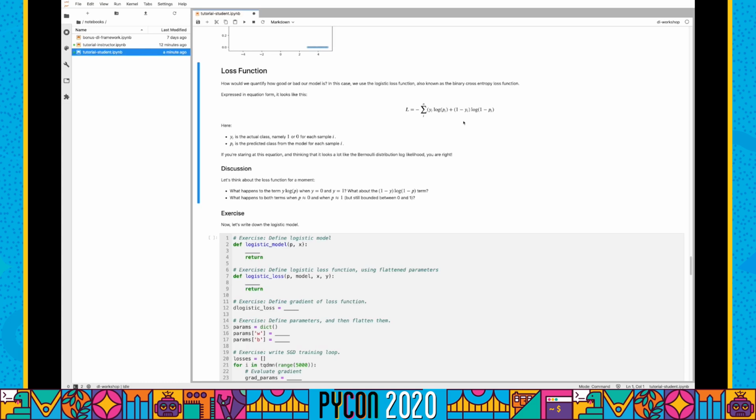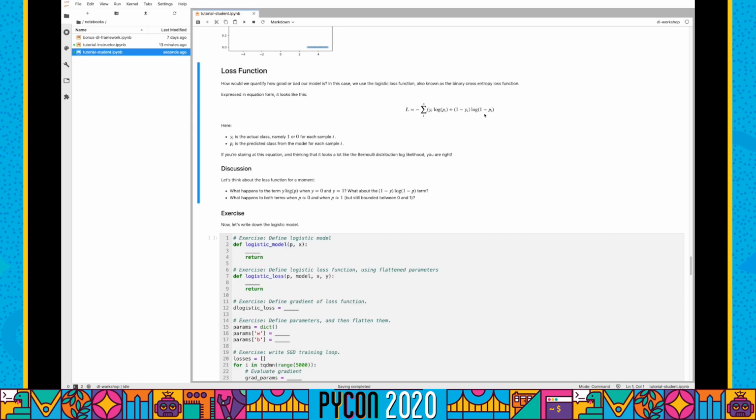Think a bit now about how the loss function magnitude changes as p_i changes, namely as it goes towards 1 or goes towards 0. That will give you an intuition on how this loss function can be minimized as the predictions get better. Now if you're staring at this equation and you're thinking, this looks a lot like the Bernoulli distribution log likelihood, you are absolutely right. That's the connection right there.